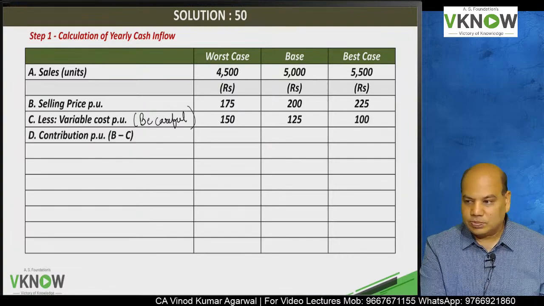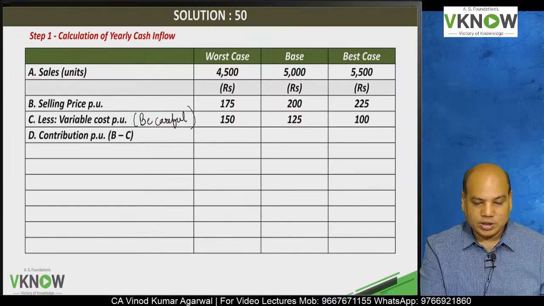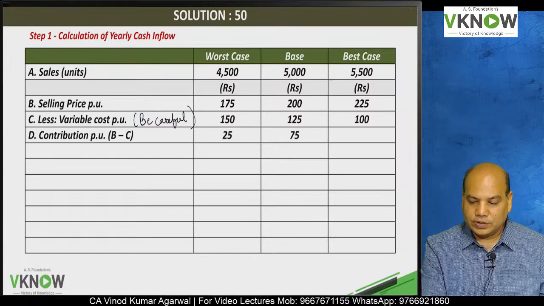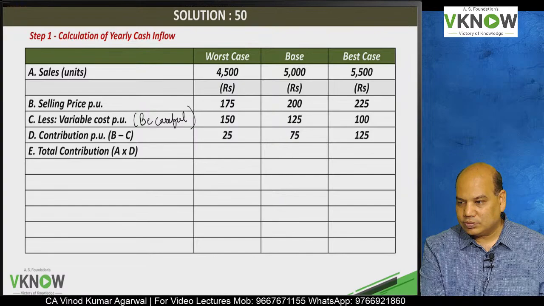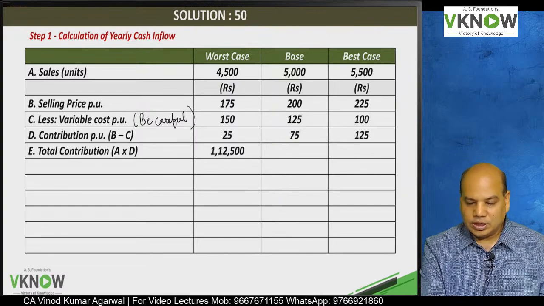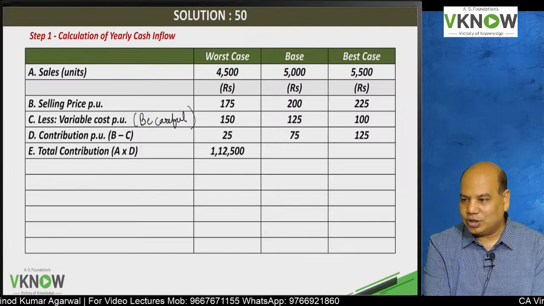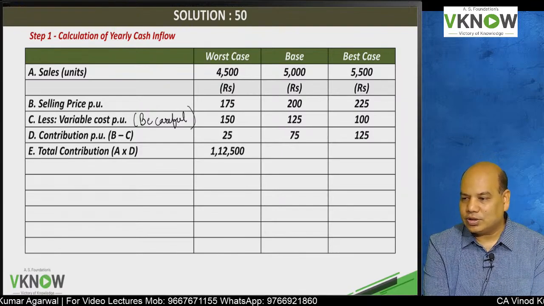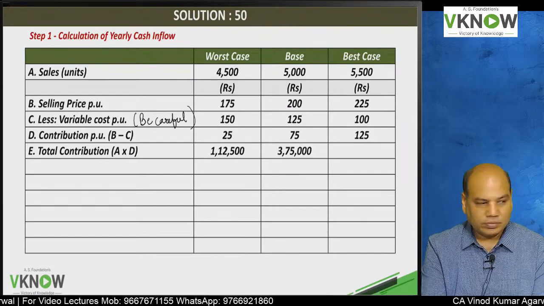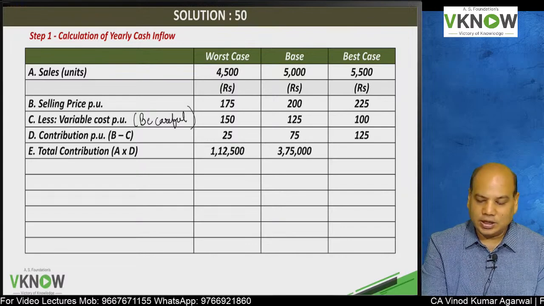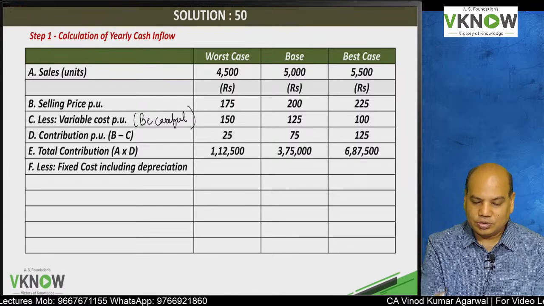And contribution per unit, B minus C: 25, 75, 125. Total contribution, A into D. Come on, little fast. Quantity into contribution per unit. 1,12,500. Very good. Next. 3,75,000. Again, next. 6,87,500. That is my total contribution.